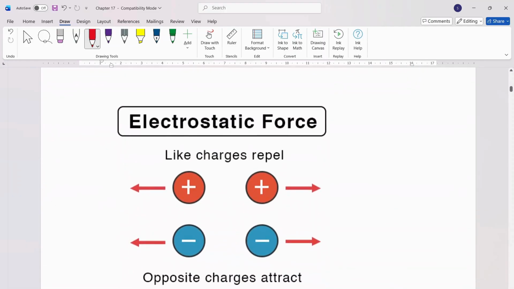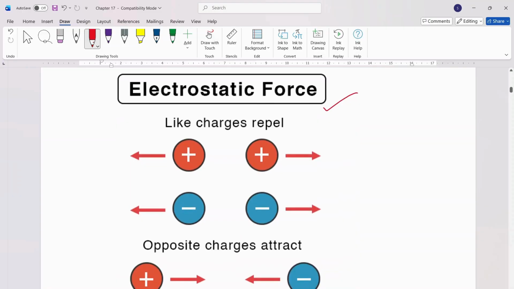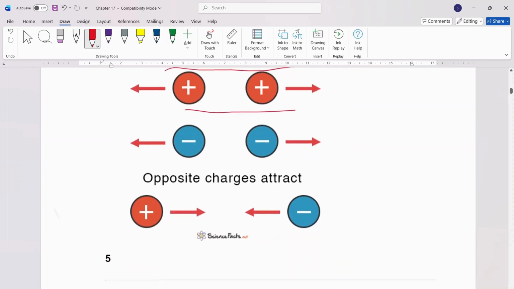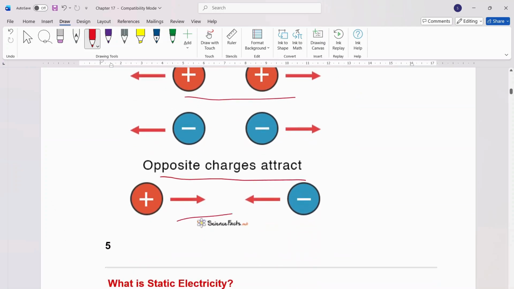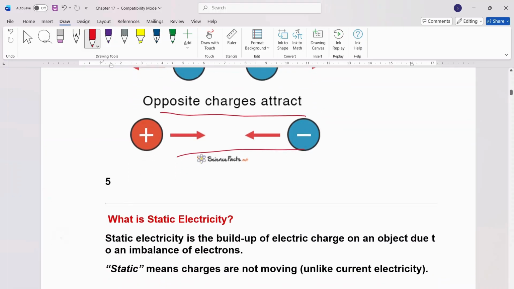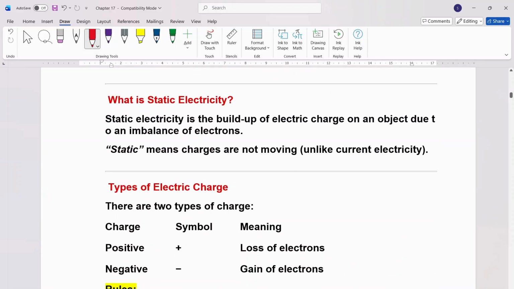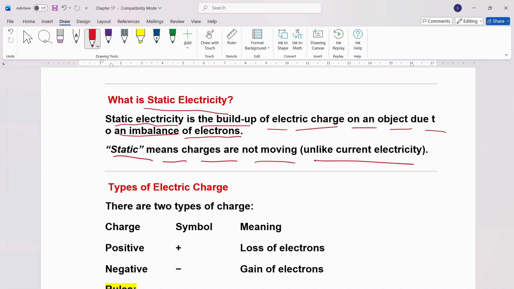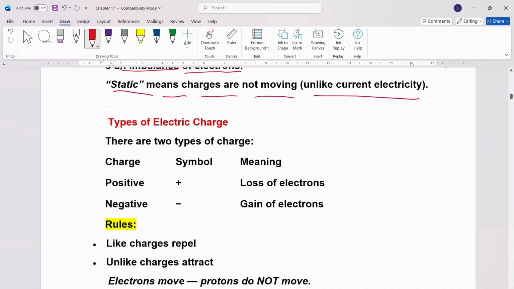Let's talk about electrostatic force. Positive charges, similar charges, will repel each other. Opposite charges will attract each other. What is static electricity? Static electricity is the build-up of electric charge on an object due to an imbalance of electrons. Static means charges are not moving, unlike current electricity.